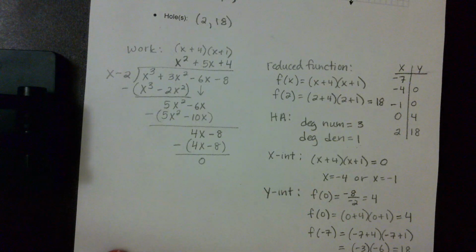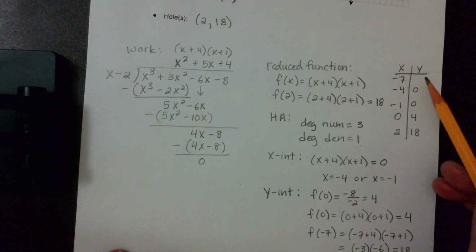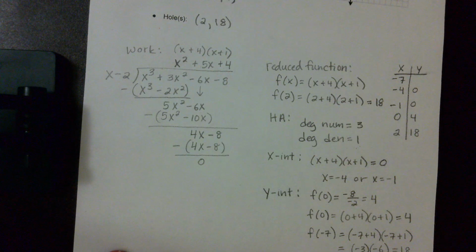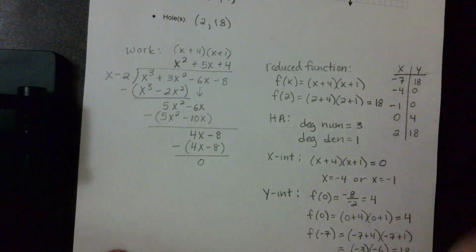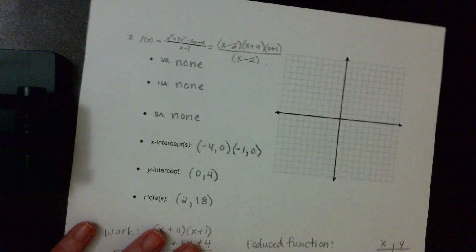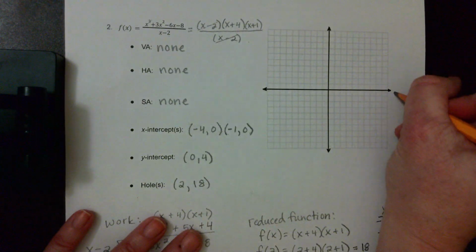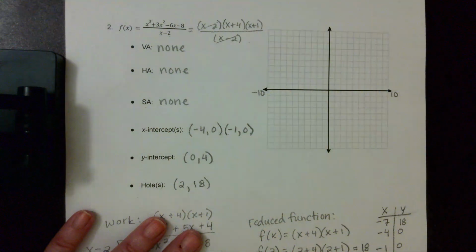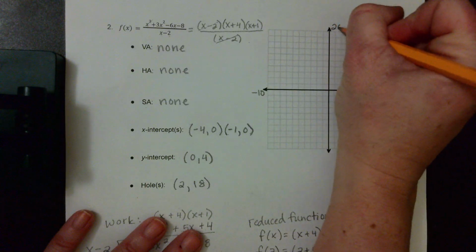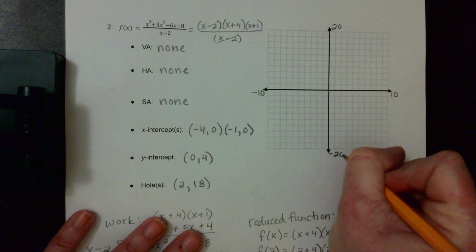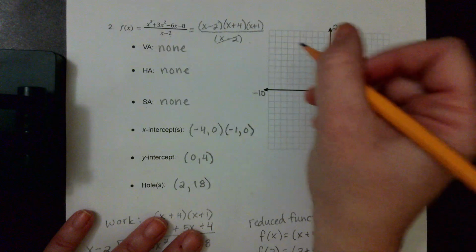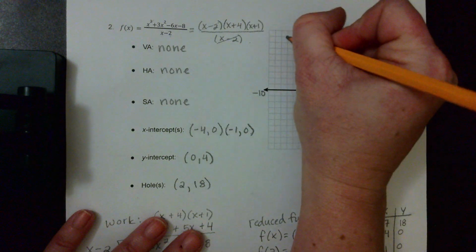So looking at this, I know that I need to get my y scale up to 18. It looks like I'll be able to see the up and down of the parabola from my table. So I'm going to go up here. I'm going to keep my x scale as 10 to negative 10, but I'm going to change my y scale up to 20 and negative 20. So at negative 7, I'm up at 18.